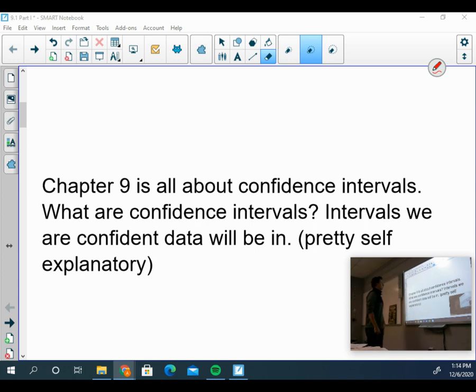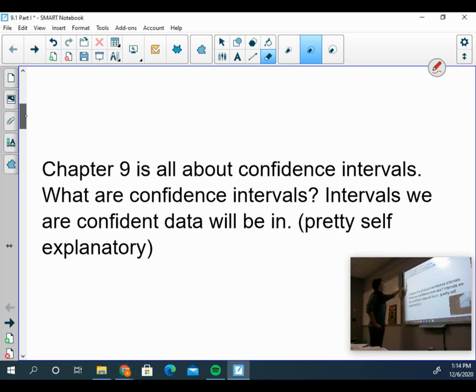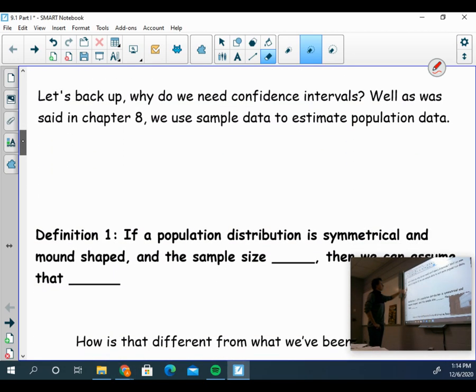So bringing back our topic of conversation, confidence intervals, where do they fit into all of this? Well, the reality is, because I don't know population data, I'm going to have to use sample data to make predictions about that population data. But I want to be confident in my prediction. Thus, we're going to come up with these confidence intervals, which are intervals we are confident data will be in, which makes sense in a little bit.